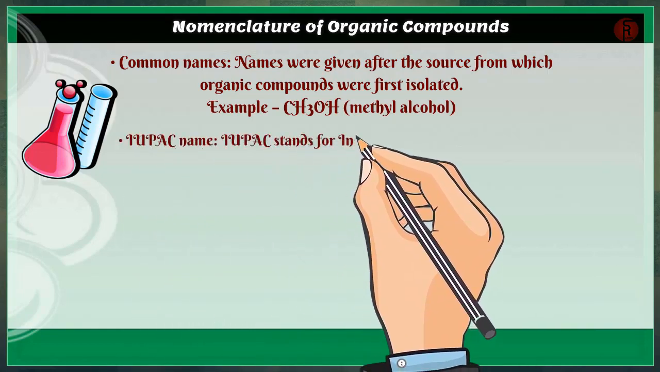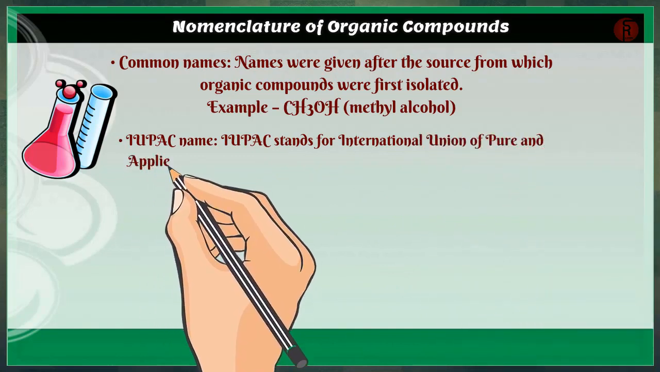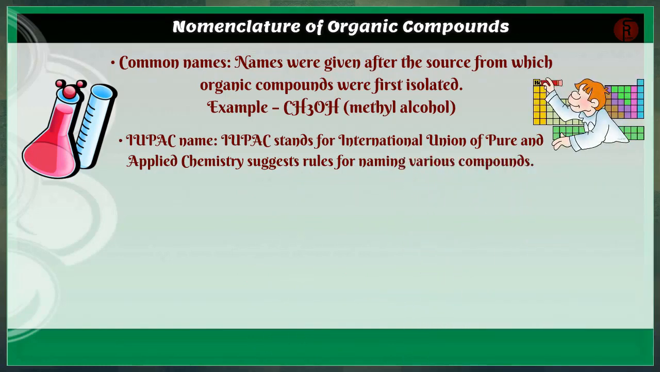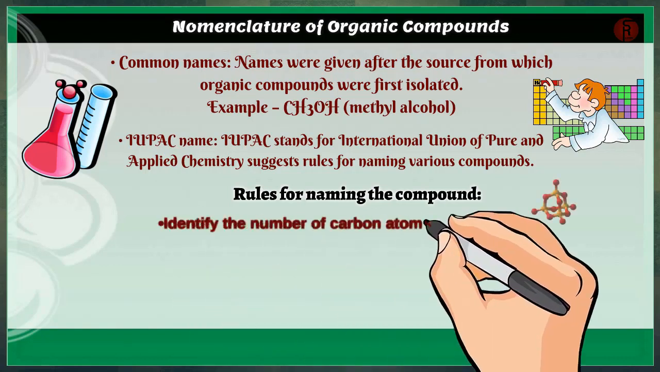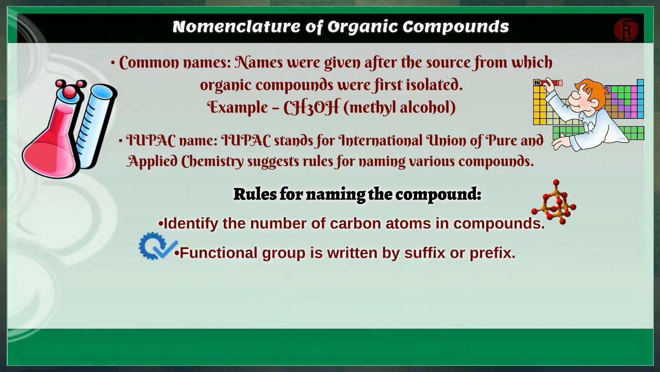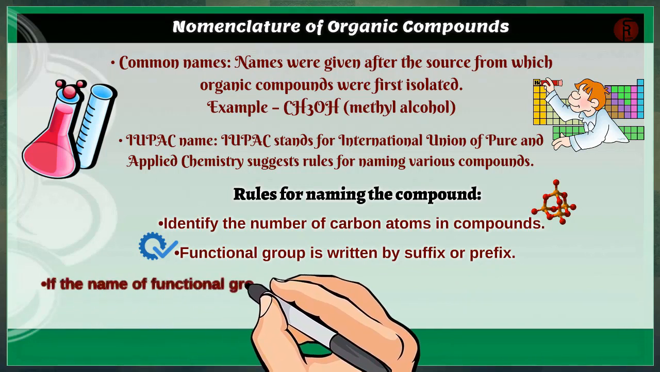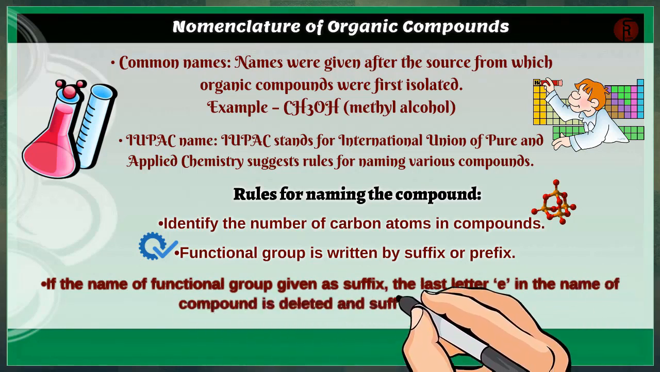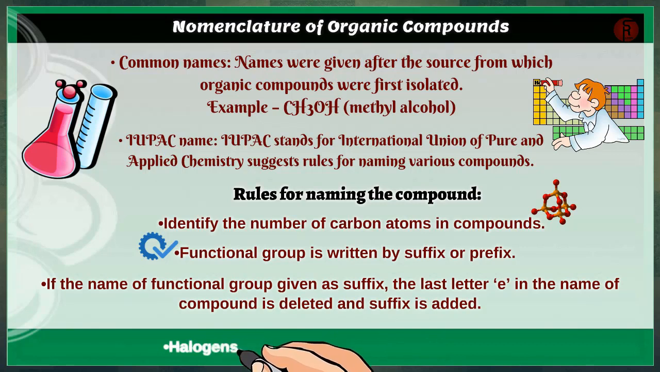IUPAC stands for International Union of Pure and Applied Chemistry. IUPAC gives rules for naming various organic compounds. Rules for naming organic compounds are: first, we identify the number of carbon atoms in the compound. Second, after that, the functional group is written as suffix or prefix. Third, if the name of the functional group is given as a suffix, the last letter E in the name of the compound is deleted and the suffix is added. Fourth, halogen groups are written as prefixes.